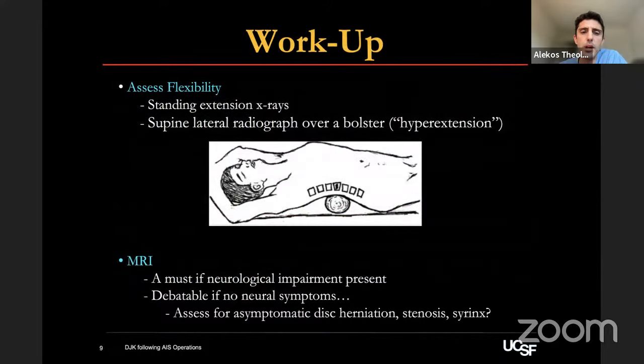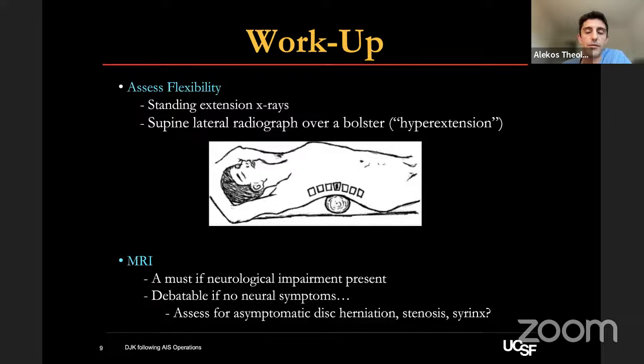In terms of the workup, one first step is to assess the flexibility of the deformity. This can be done with standing X-rays, extension X-rays, but most commonly, and I think most importantly, the supine X-rays that are performed over a hyperextension bolster, as shown in the image here, with a lateral radiograph that can be taken.